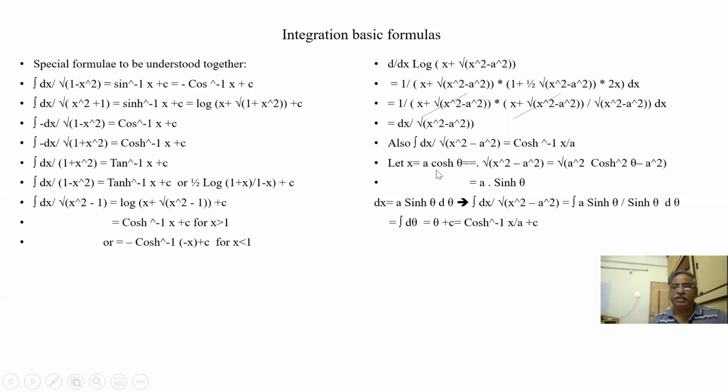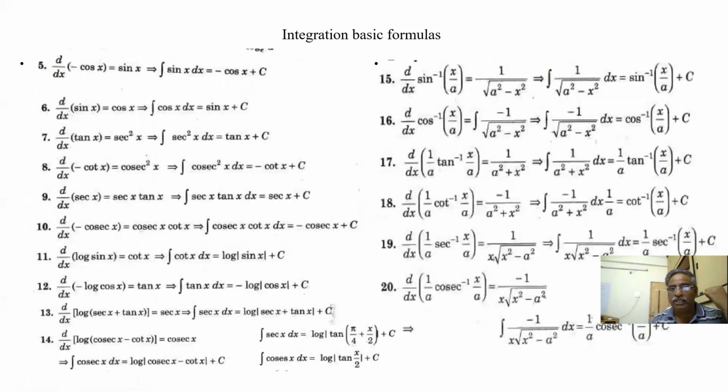So when I differentiate, I am getting the same answer. See here, log of x plus square root of x square minus a square. In place of a square, it is 1. A is 1 here. So when I am differentiating, I get dx by square root of x square minus 1. So dx by square root of x square minus 1 is log x plus square root of x square minus 1 plus c, or dx by square root of x square plus 1 is log x plus square root of x square plus 1, because root of x square minus 1 or x square plus 1 is not tallying with any standard formula.